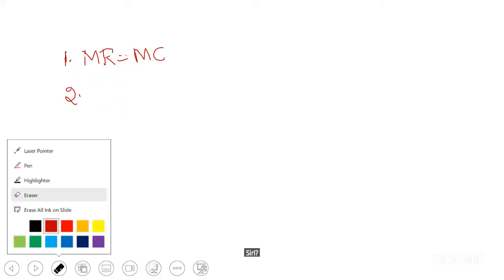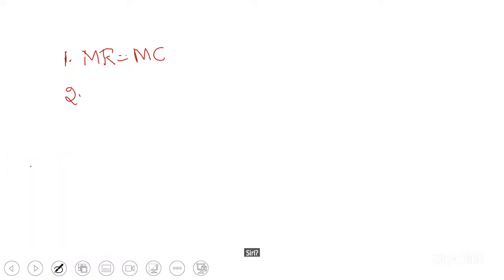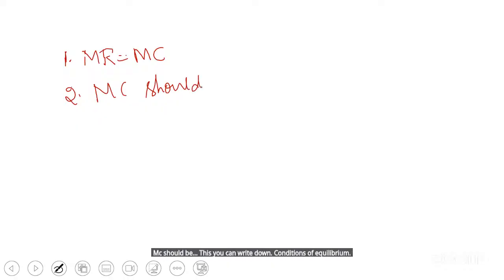Second one, MC should be, this you can write down, conditions of equilibrium. Heading is conditions of equilibrium. This you can write down. MC should be increasing.